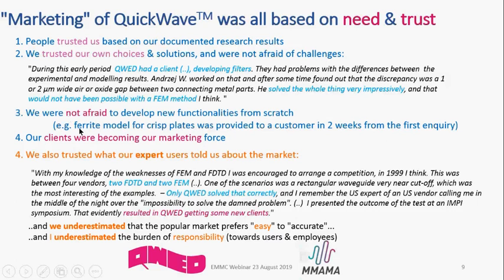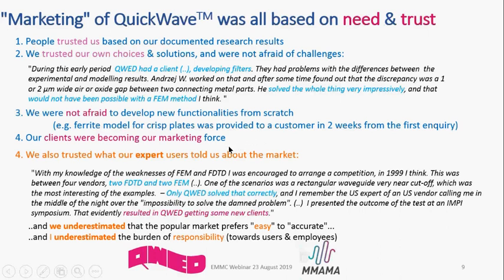Today I find it unbelievable from the perspective of QWED, and I suppose it's even more unbelievable from the perspective of any bigger software vendor, that we could take up a new concept from a customer. This is an example of developing a ferrite model, which was needed for crisp plates for microwave ovens. These are plates which allow you to make pizza in a microwave oven. And from the idea to the time when we provided a new version to our industrial customer was just 2 weeks. So we were not afraid. We were jumping into any opportunities, into any challenges.